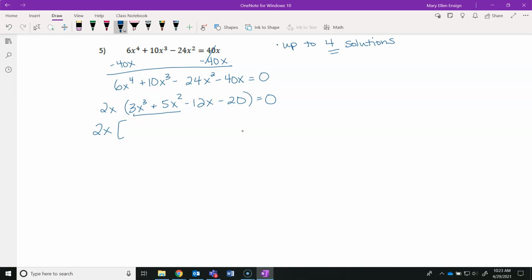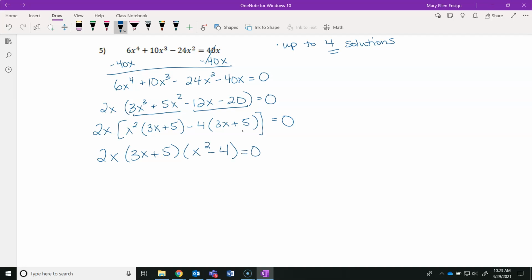First 2 terms for factoring by grouping, the greatest common factor of those 2 is x squared, and I have 3x plus 5 left. Remember, for these 2, because of that negative, I'll bring that down. 12x and 20, what they have in common is 4, and I have 3x plus 5 left. Negative 20 divided by negative 4 is positive 5. And then I can finish my factoring by grouping, saying 3x plus 5 times x squared minus 4.